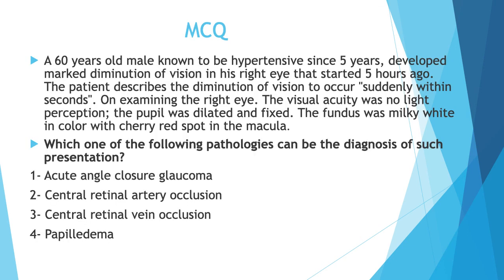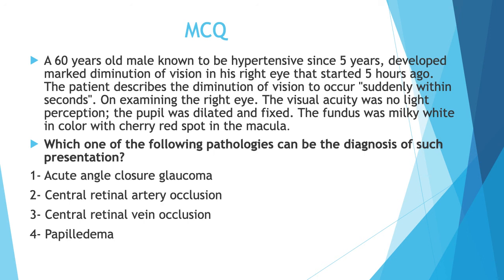The second question is in the form of a small problem we need to solve: a 60-year-old male known to be hypertensive for 5 years developed marked diminution of vision in his right eye, which started 5 hours ago. The patient described the diminution of vision as occurring suddenly. It means he opened his eye, and the second he doesn't see anything. On examination the visual acuity was no light perception, he's not seeing anything, pupil dilated, non-reactive, and the fundus is milky white with a cherry red spot.